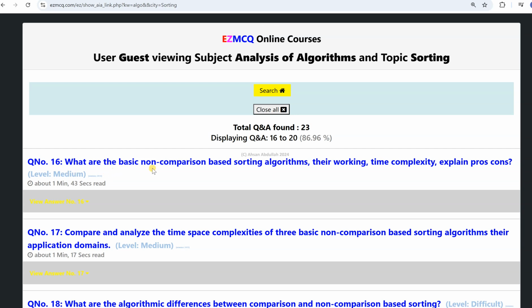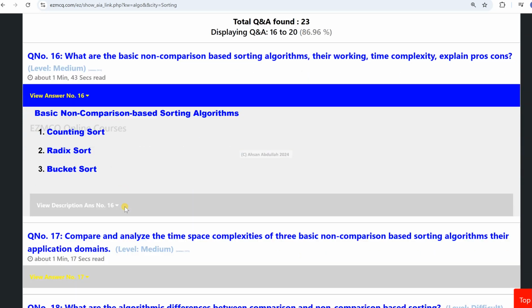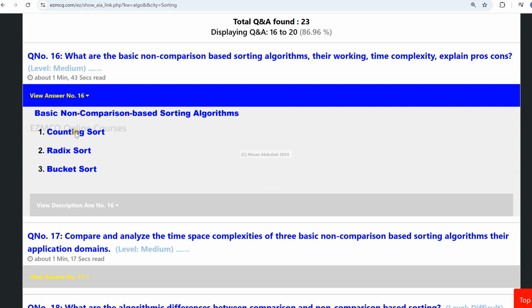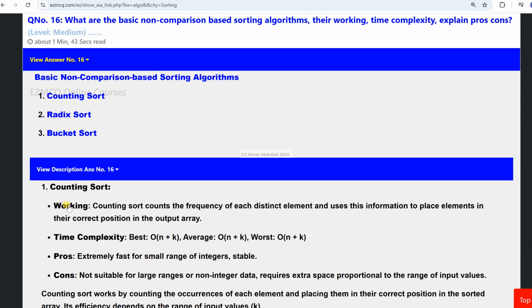The question is, what are the basic non-comparison based sorting algorithms, and how do they work, their time complexity, and their pros and cons. I've tried to squeeze 3 questions into one question. Those non-comparison based sorting algorithms are counting sort, radix sort and bucket sort. So let's look at them and things will become clear.